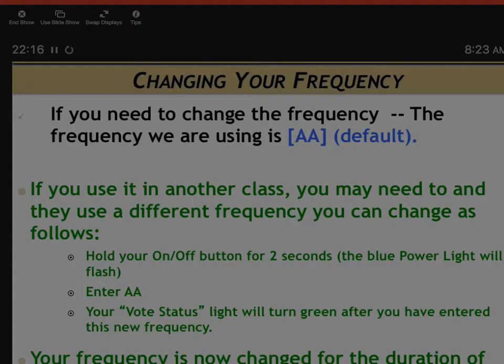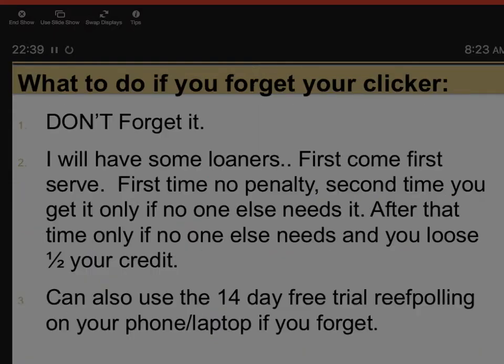If you're using the physical clickers, the default frequency we're going to use in this class is AA. Given where we are physically located, I don't expect there to be much of a problem with this, because I don't think anyone else is using clickers at this time in this area of the building. If it changes, I will let you know and tell you how to change it, but you basically hold the button for a couple of seconds and then you type in a new frequency. So don't forget it.